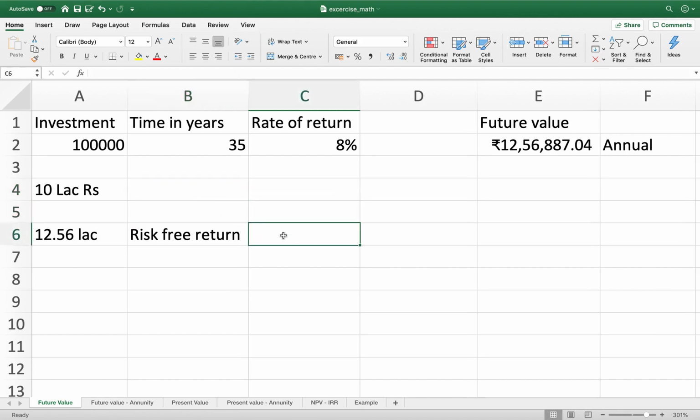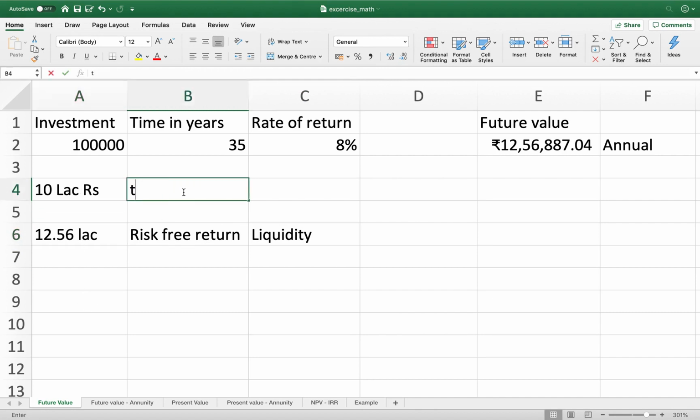So how will I decide? At 12.56 I'm getting a risk-free return. I'm getting liquidity because I can break the FD anytime. And then without any risk, with liquidity, if I'm getting 12.56 lakh rupees, why would I go and take the offer of 10 lakh rupees? I will not take the offer of 10 lakh rupees.